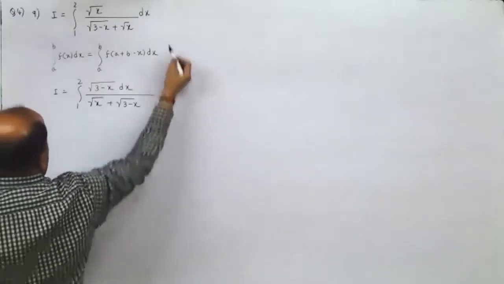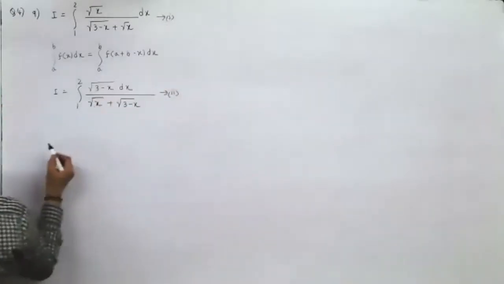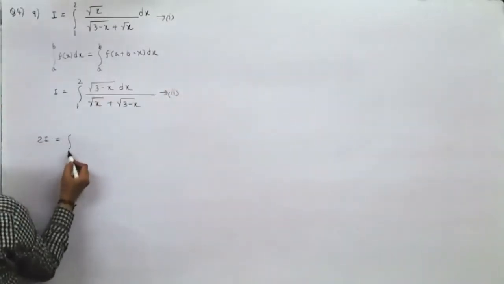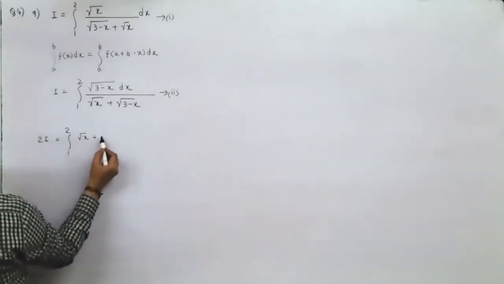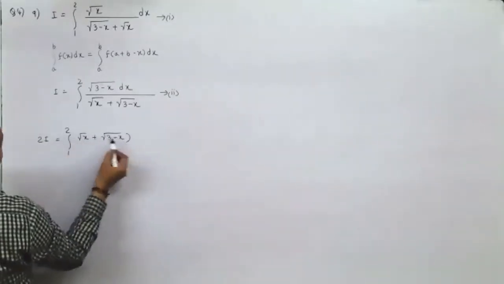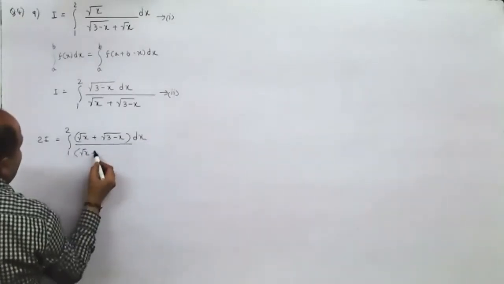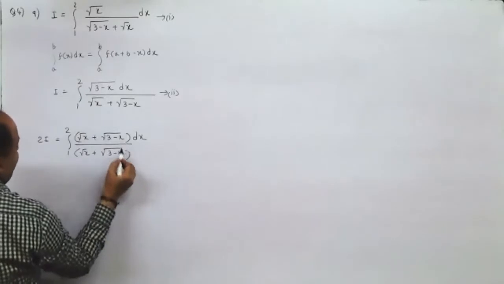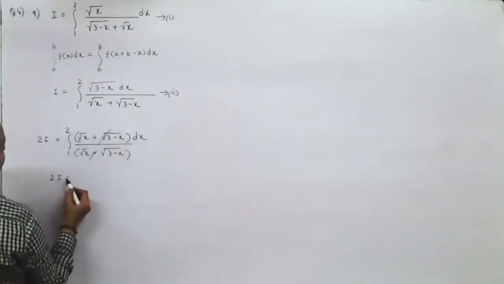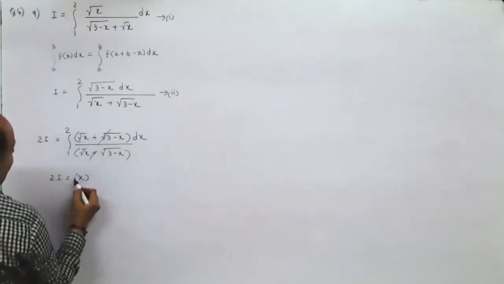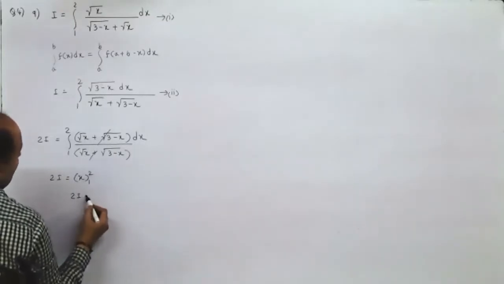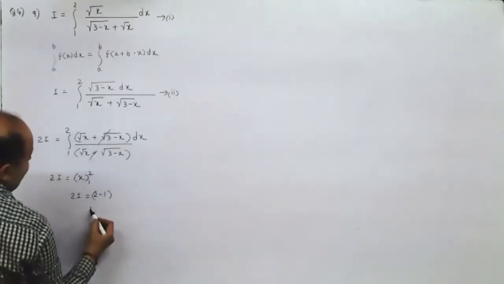When I add 1 and 2, I'll get 2I equal to the integral from 1 to 2 of root x plus root 3 minus x, and here I'll get root x plus root 3 minus x. These two get cancelled. I get 1 dx, that is x between 1 and 2. So 2I would be 2 minus 1. Therefore, I would be half.